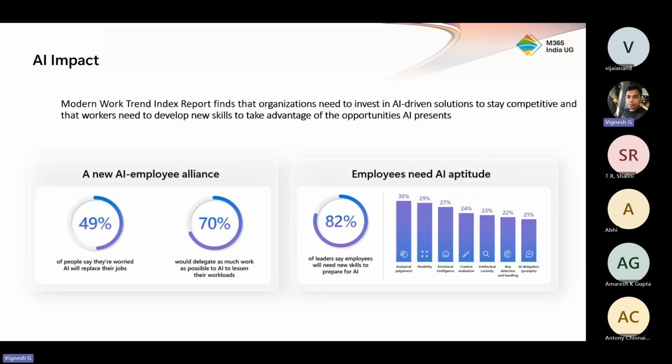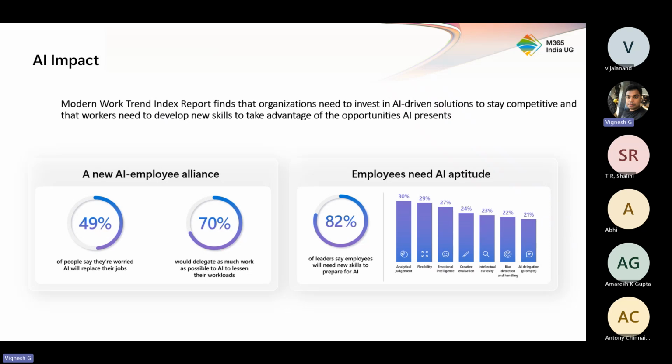And this is the impact which AI has been having in a lot of organizations. This is a report which is coming from the Modern Work Trend Index. So 49% of people say that they are worried AI will replace their jobs, while 70% of people happily say that they would delegate as much work as possible to AI to lessen their workloads. And this is a common emotion in the industry.